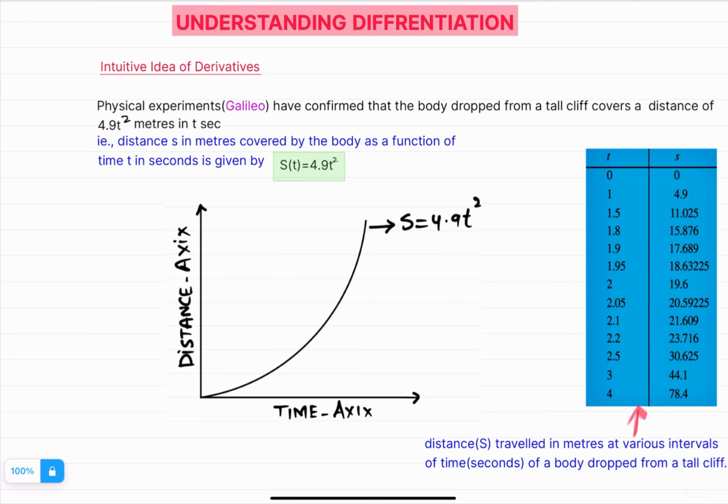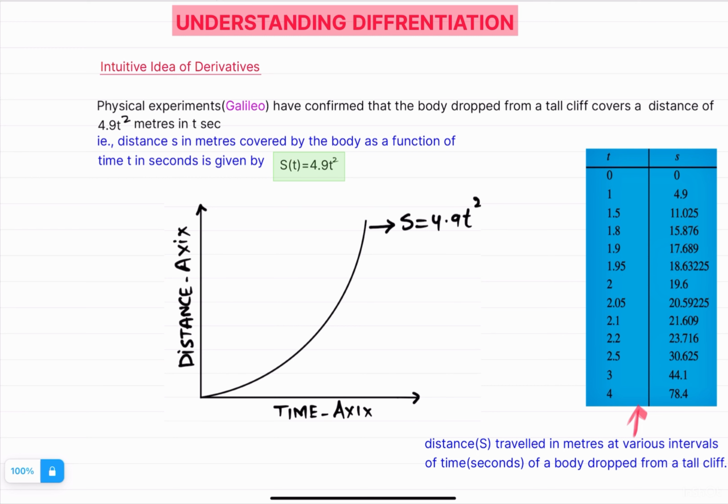Back in the 16th century, Galileo did an experiment with a falling body. He dropped it from a tall cliff and observed that the distance covered is equal to 4.9 t square meters in t seconds. That is, the distance is a function of time, given by the equation s(t) = 4.9 t square.